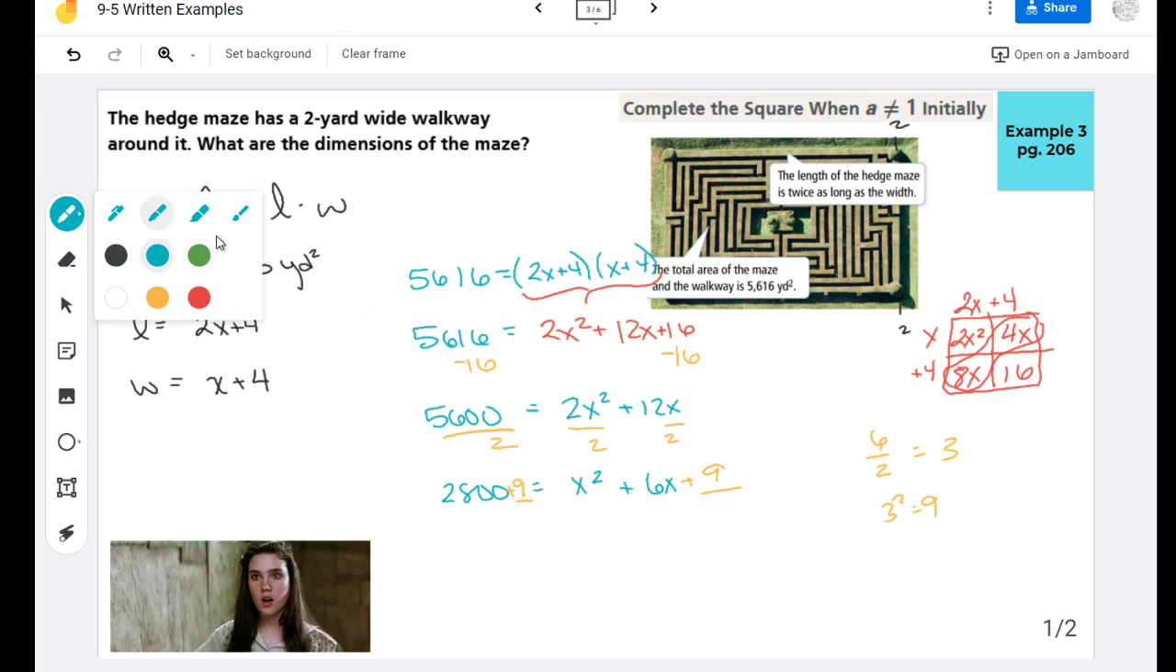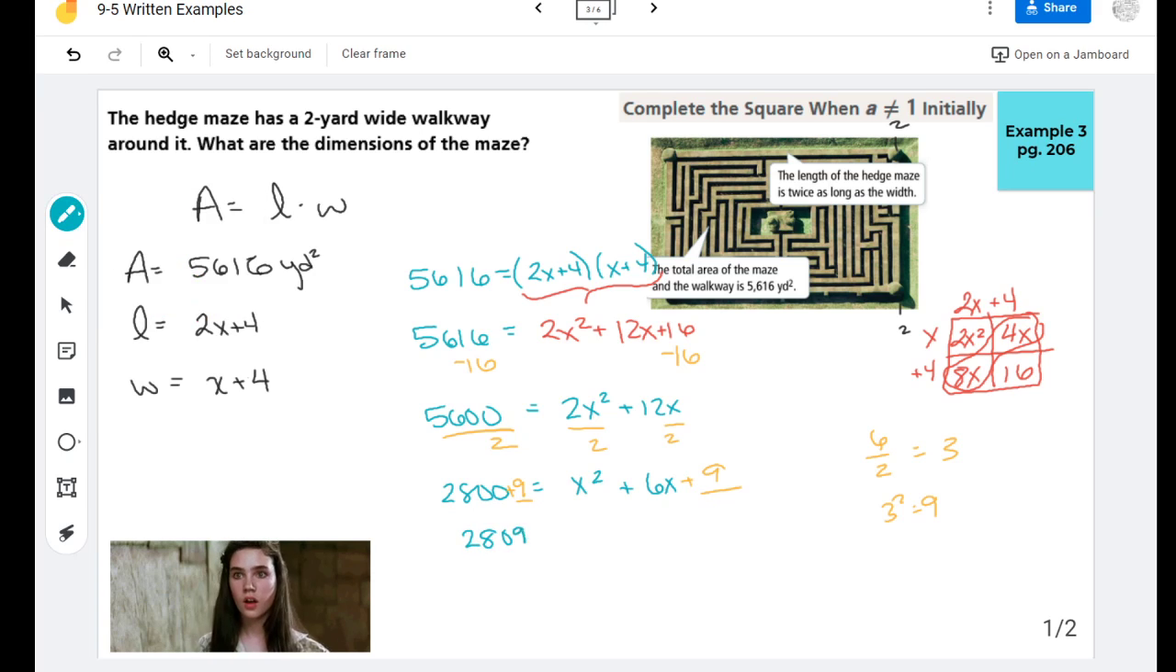All right, so on the left-hand side, I have 2,809. And on the right-hand side, this is now a perfect square trinomial, right? It's going to turn into an x, and then this first sign's a plus, and 6 divided by 2 was 3. All right, so we have completed the square now. Now we need to go about solving.